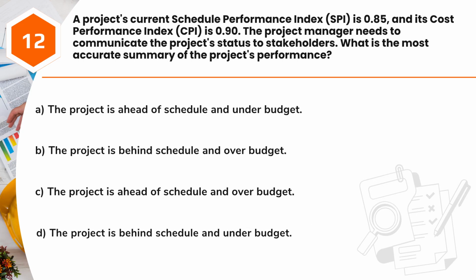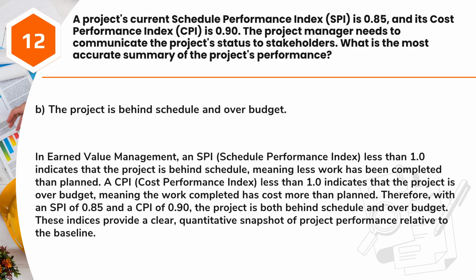Question 12. A project's current schedule performance index, SPI, is 0.85, and its cost performance index, CPI, is 0.90. The project manager needs to communicate the project status to stakeholders. What is the most accurate summary of the project's performance? A. The project is ahead of schedule and under budget. B. The project is behind schedule and over budget. C. The project is ahead of schedule and over budget. D. The project is behind schedule and under budget.